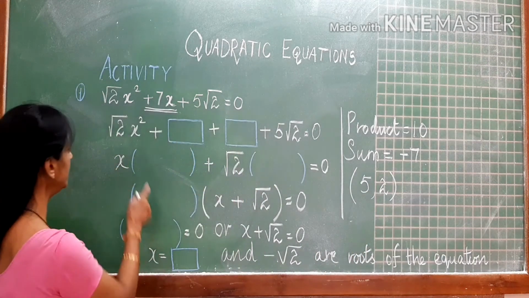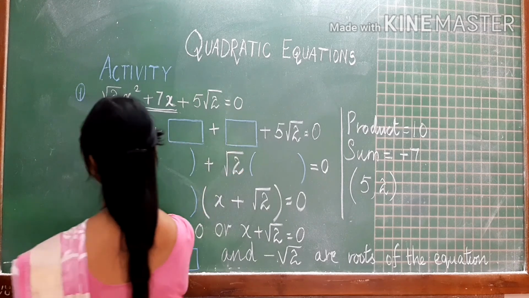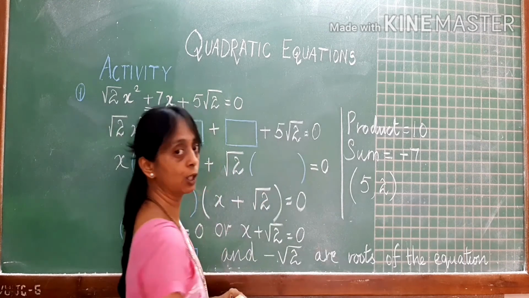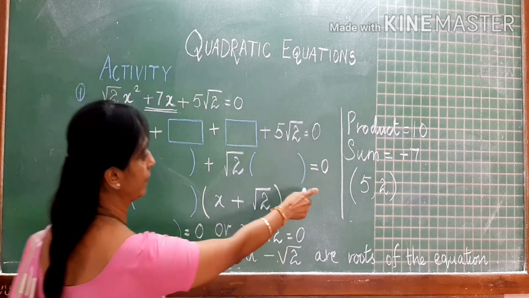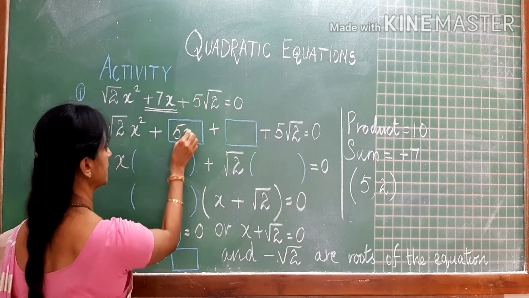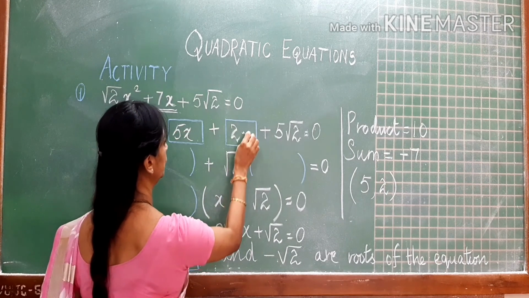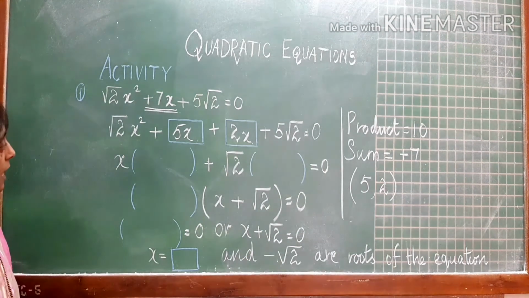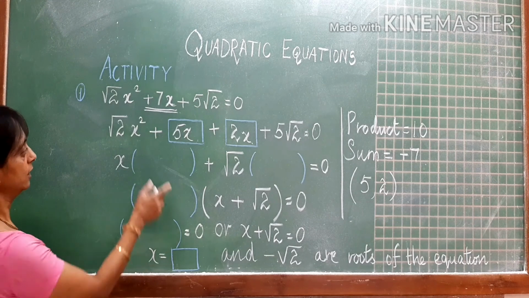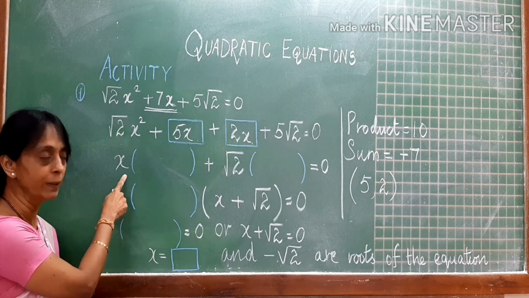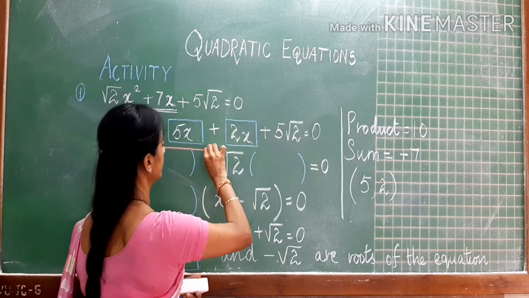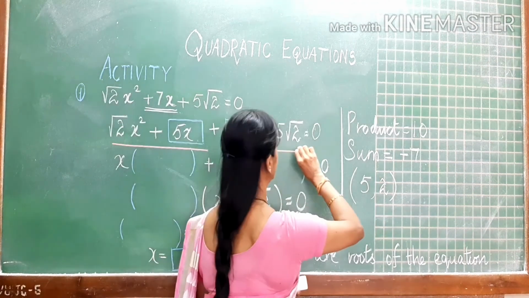So let's continue, children. Now we have to fill up these boxes. Here you have root 2x squared plus dash plus 5 root 2, which is equal to 0. So let's fill up. You have to fill it up by the pair that you have selected. So over here you can write 5x plus 2x in the boxes. Now let's continue further to solve the third mathematical equation. Now over here they have taken out x common. From where, children? From the first two terms. And common from the next two terms.